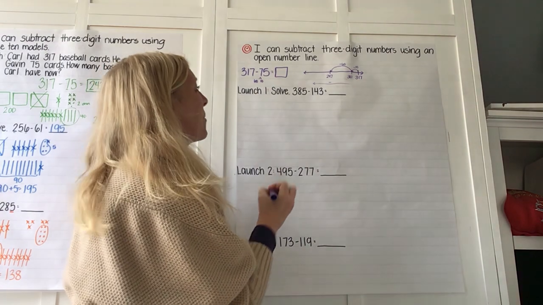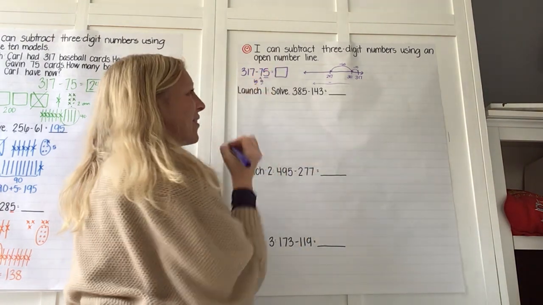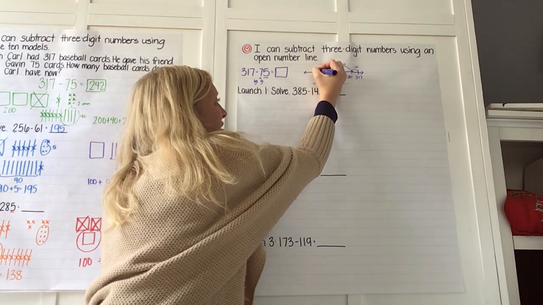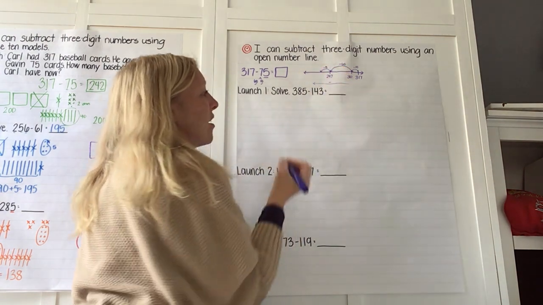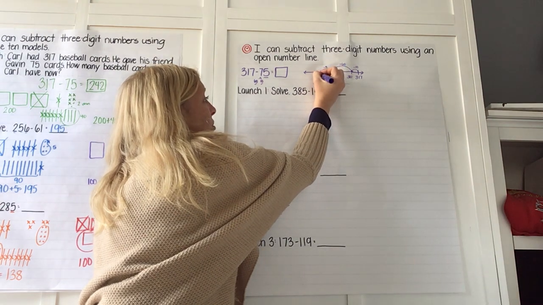But then what do I have to do? Then I've got to take away my 1s, right? So I took away my 60. I took away my 10. But I've got to take away my 1s next. Then I can just take away 5 1s because 5 take away 7 is 2. Which makes me land on 242.